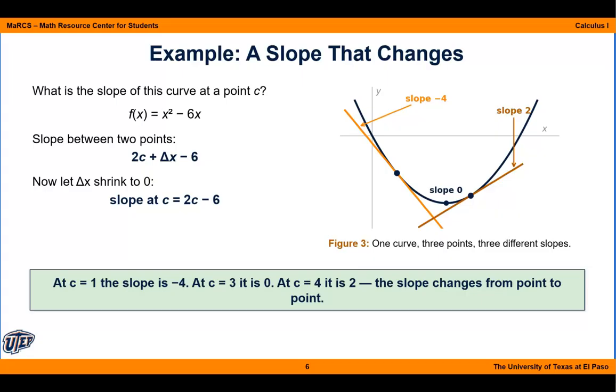This formula produces different slopes at different points. At c equal to 1, the slope is minus 4, so the curve is falling. At c equals 3, the slope is 0, so the tangent line is horizontal at the vertex. At c equals 4, the slope is 2, so the curve is rising. The graph makes the main idea visible. The slope of a curved graph changes from point to point.